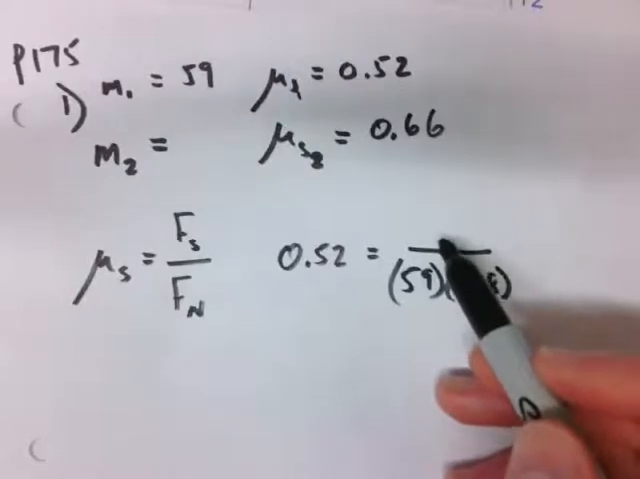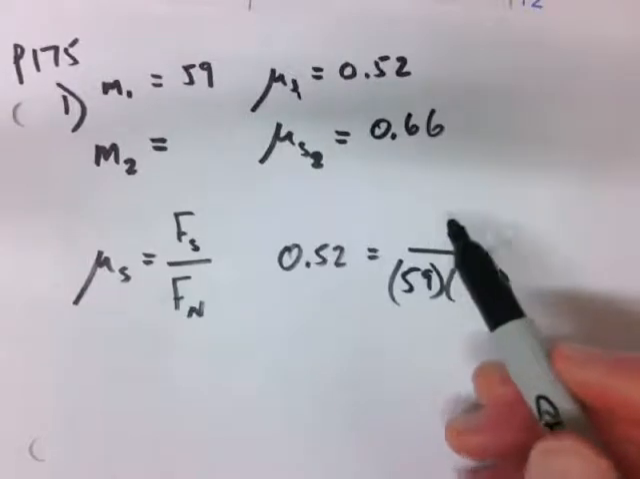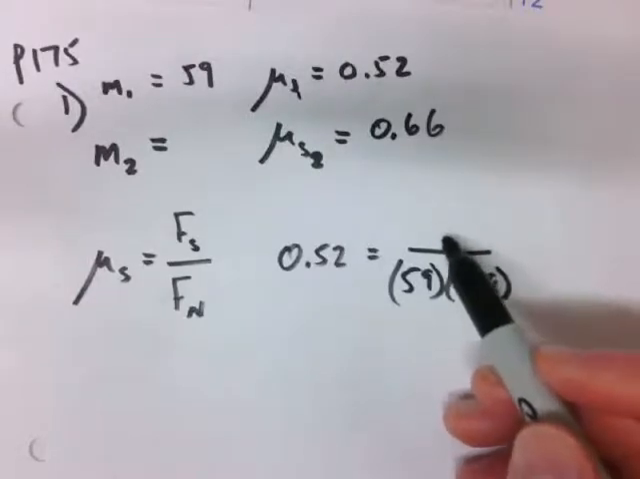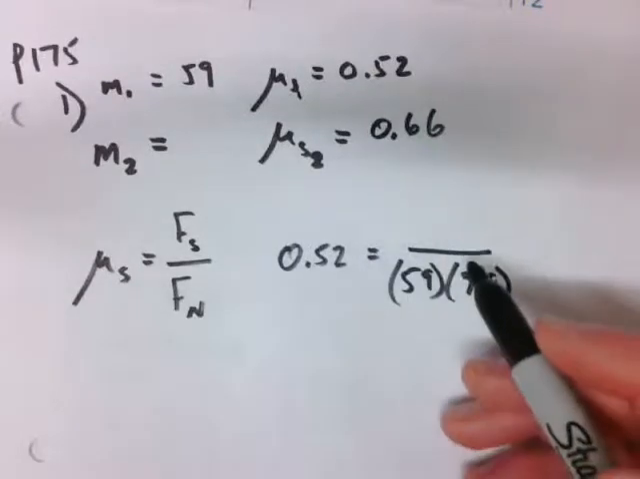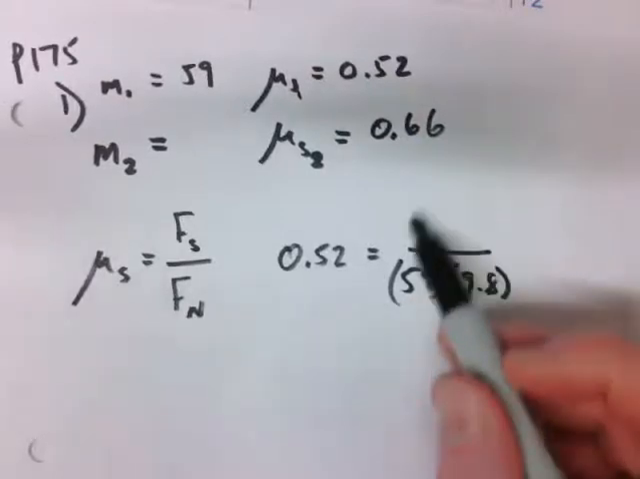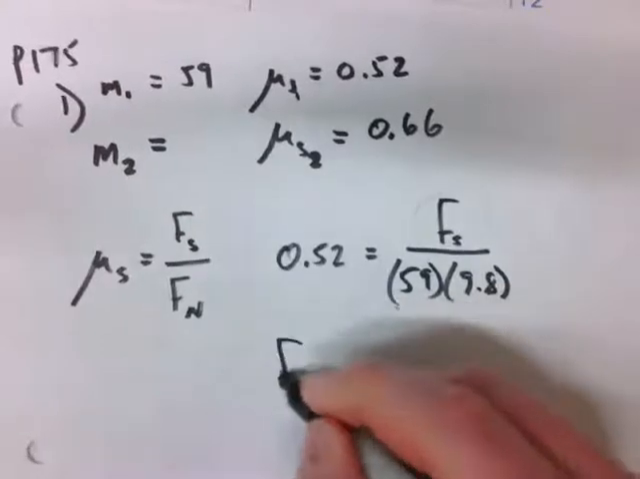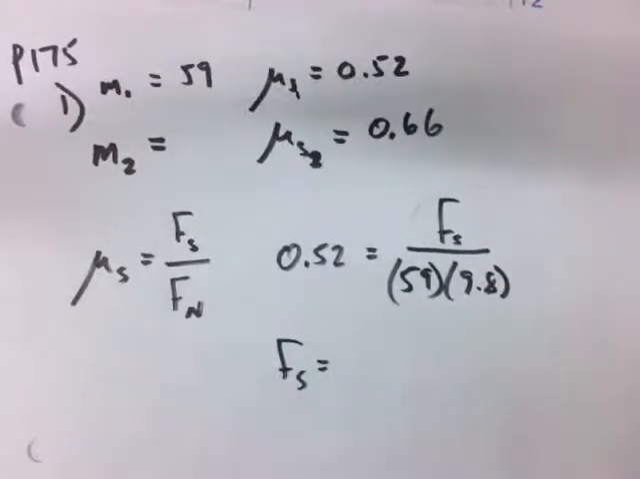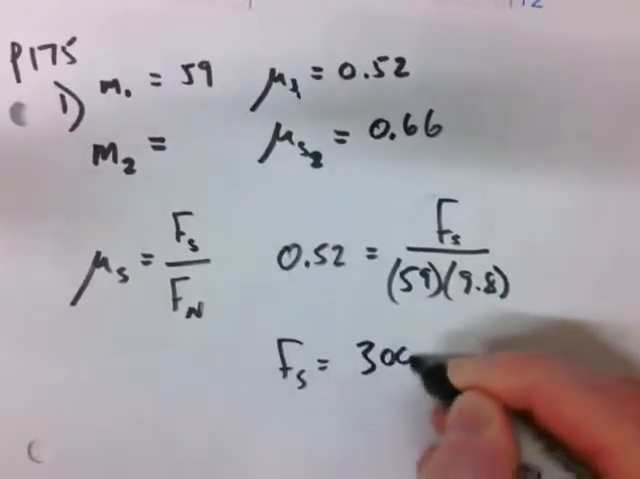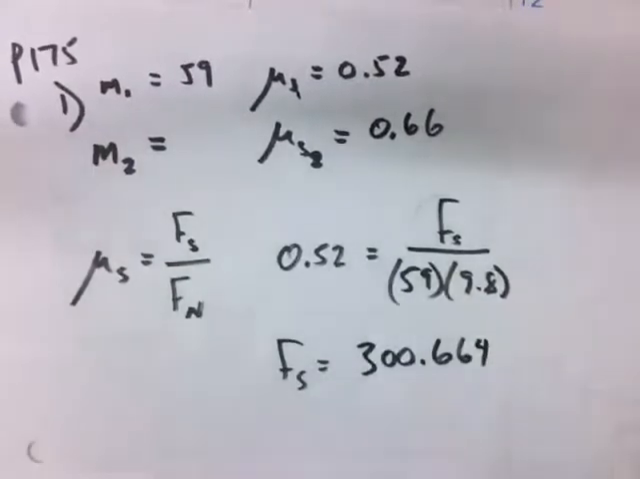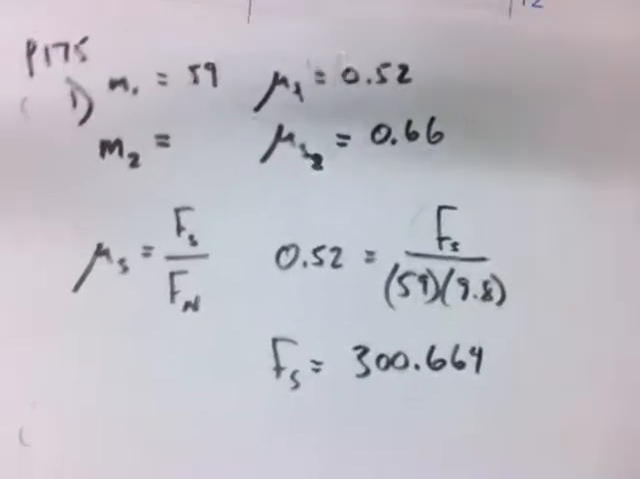This is one of those cases where friction helps us. This maximum static friction stops him from slipping in his dress shoes, or her dress shoes, I don't know the gender. So we're going to figure out the Fs max here, which is 0.52 times 59 times 9.8, which is 300.664. And you're thinking, yeah, but this is asking about acceleration.